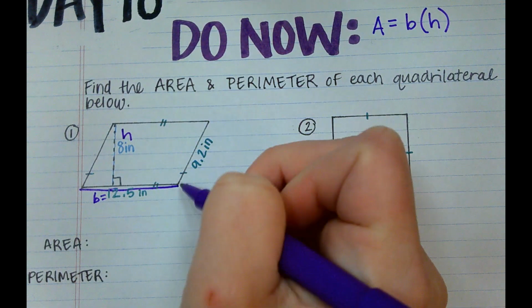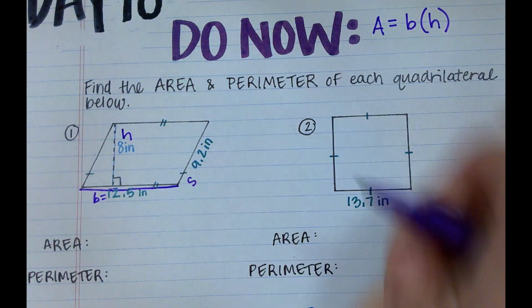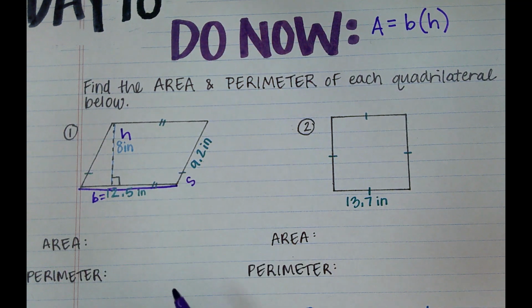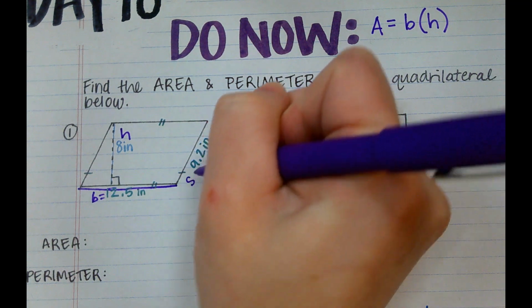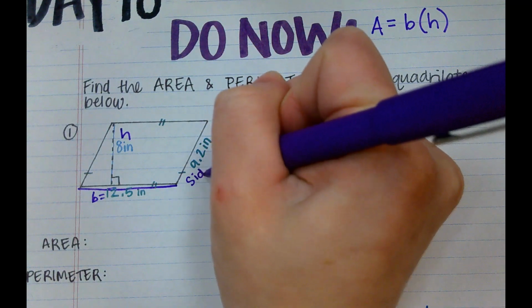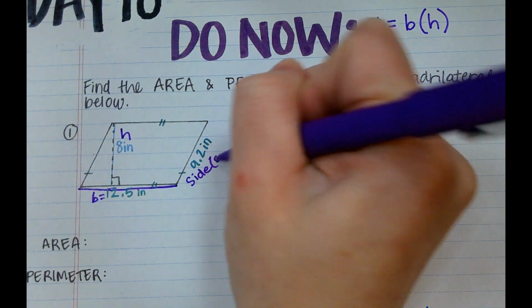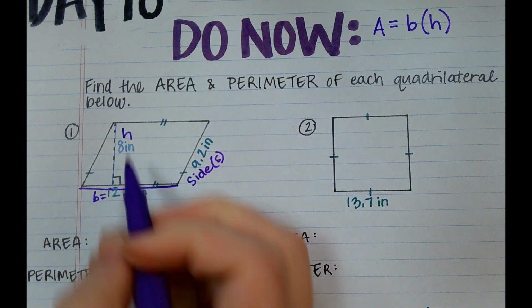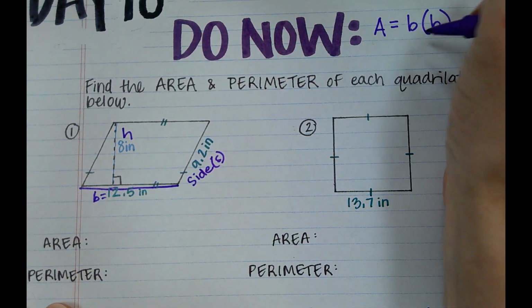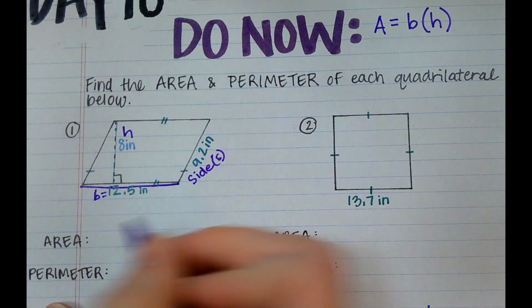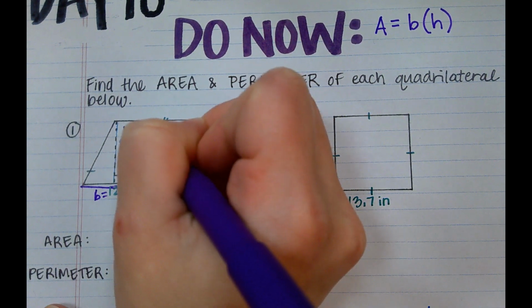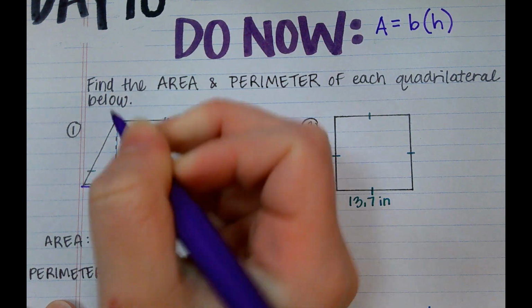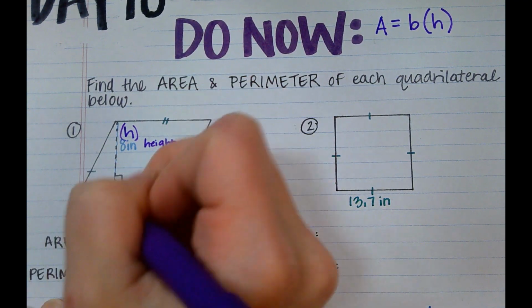We would call 9.2 a side length. So we can label that with an S for side. H is our height. B is our base. Make sure you're writing that alongside. I might write that too.